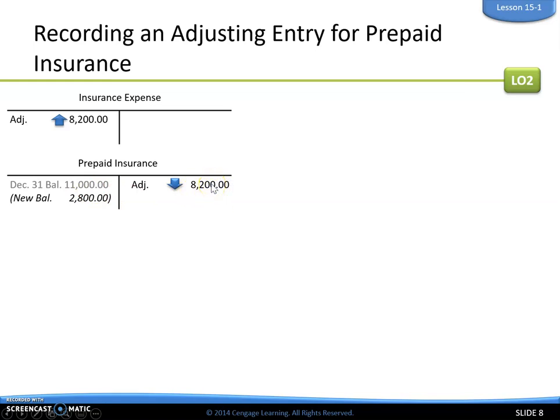This is my 4th question. So I'm going to credit prepaid insurance. I have to have a debit. My debit is going to be to insurance expense. Sometimes I have students that want to say prepaid insurance expense but we don't have a prepaid insurance expense. It's simply insurance expense. This is the insurance that we've used throughout that fiscal period.